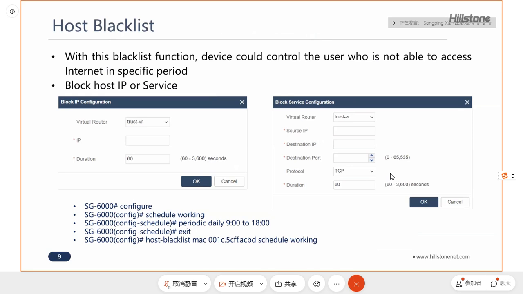And the host blacklist. With this function, we can control users who are not allowed to access the internet in some specific period. So this is also the host IP or service block. You can block based on IP address, or you can block a service by adding them to the blacklist.